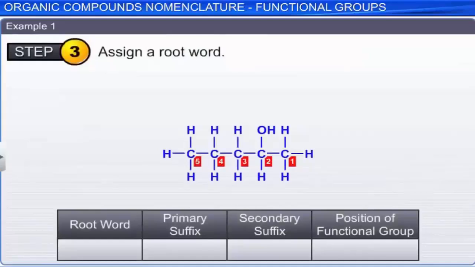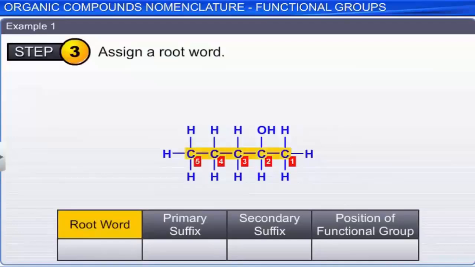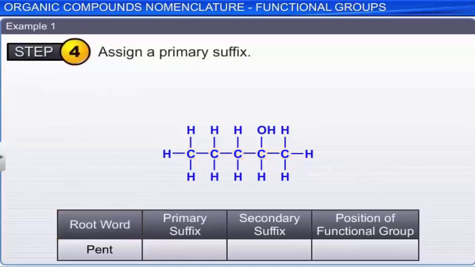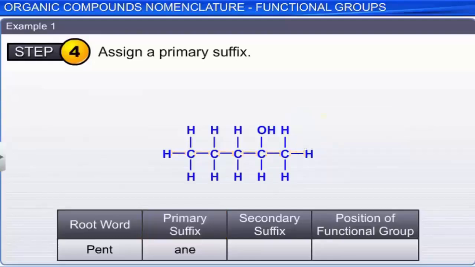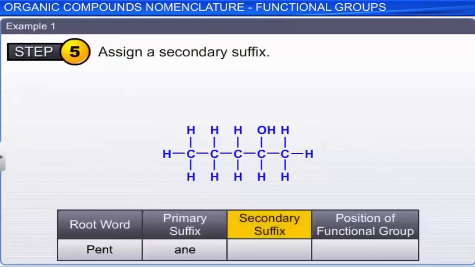Step 3. Assign a root word. As there are 5 carbon atoms in the chain, the root word will be pent. Step 4. Assign a primary suffix. The chain only contains single bonds. Hence, the primary suffix will be ane. Step 5. Assign a secondary suffix. The functional group is OH, that is alcohol. Hence, the secondary suffix will be ol.